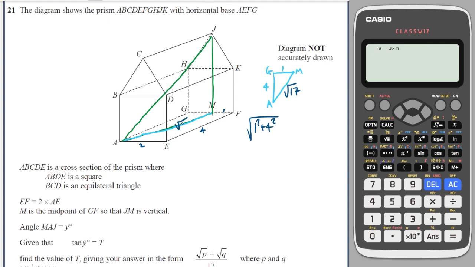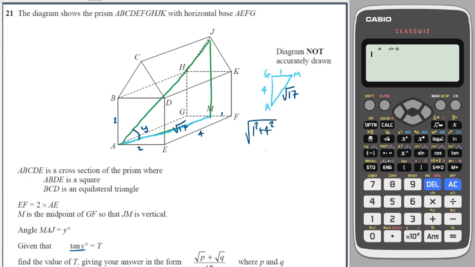So that's root 17. So I'm going to need to find another side of my triangle, and ideally I want to find the opposite, because this is y and we've been asked to work out tan of y, so really we're going to need the adjacent and the opposite. So I need the height of this shape. So if I just draw a quick sketch.